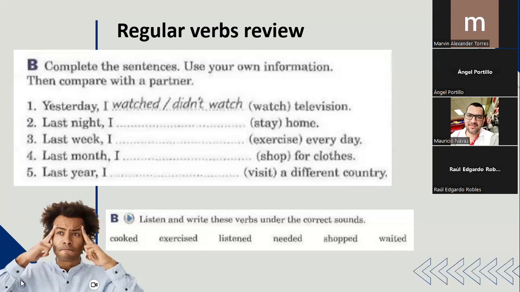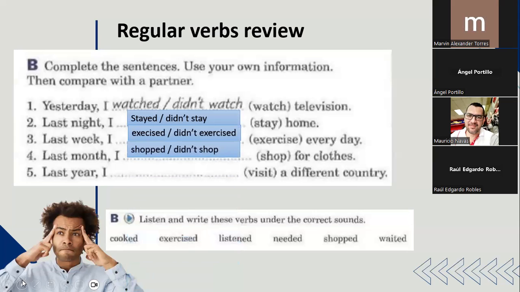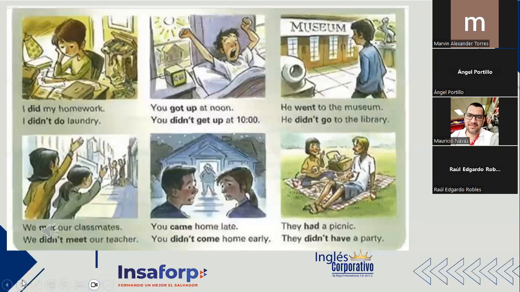Well, this was just the class, and now let's start with tonight's class. These were the options. Last night, I stayed home. Last night, I didn't stay home. Last week, I exercised. Last week, I didn't exercise every day. Last month, I shopped for clothes. Last month, I didn't shop for clothes. Last year, I visited a different country. Or last year, I didn't visit a different country. Those were the options to complete this sentence.